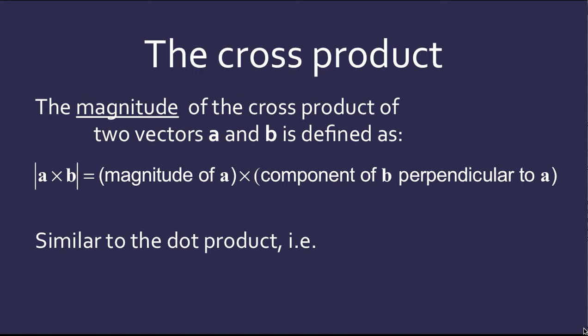A little geometry leads to the conclusion that the magnitude of A cross B is the product of the magnitudes of each of the vectors and the sine of the angle between them. However, this is not all.